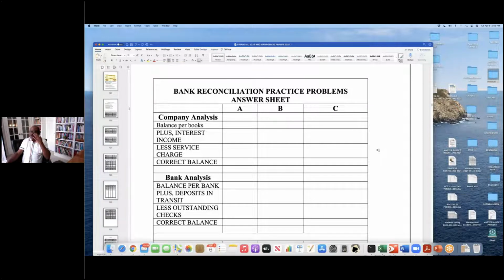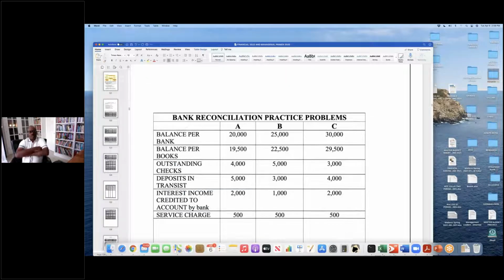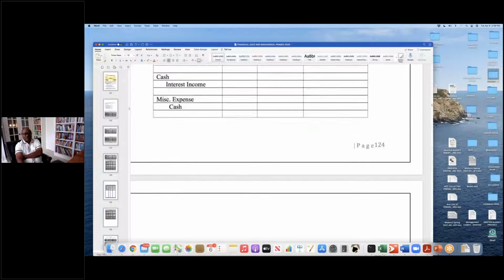I didn't take a screenshot fast enough. Can you show the problems again? There they are. And is this in Blackboard? Is the sheet on Blackboard? No, it's in the primer, but it's not on Blackboard yet. I might put it in there. Okay.